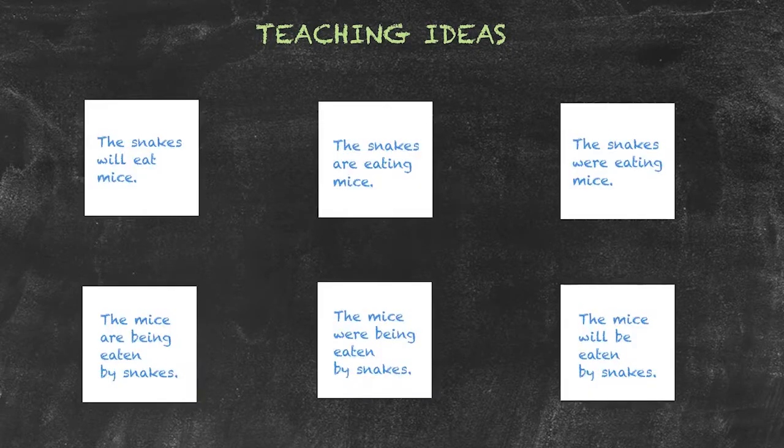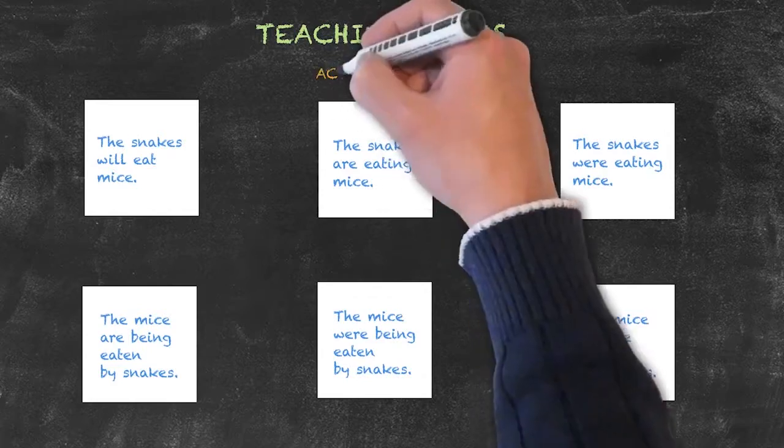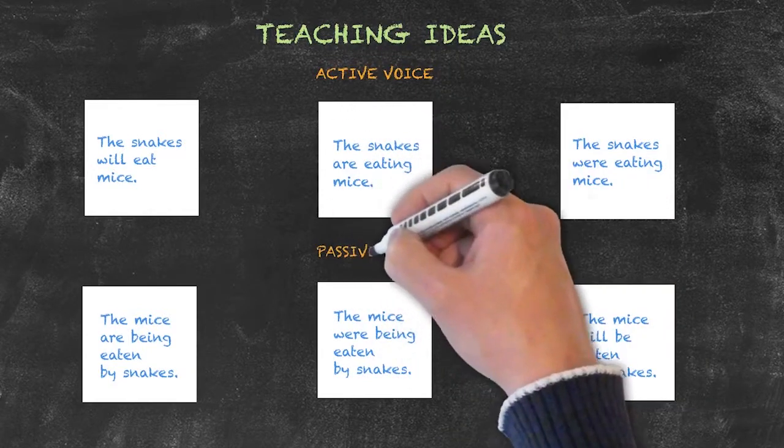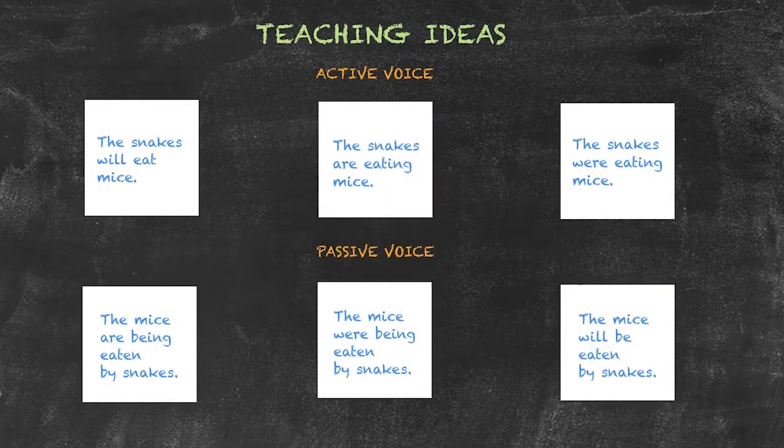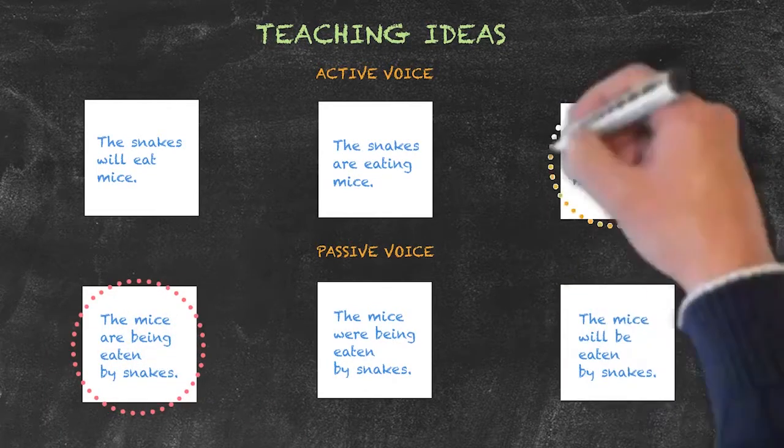A teaching idea for the passive voice could be something such as a Pelmanism or matching game. Here we have different sentences, half of which are written in the active voice and the other half in the passive voice. The idea is for students to turn one of each over and identify whether or not they match each other. The cards will all be face down, and a student might turn over "the mice are being eaten by snakes" and "the snakes were eating mice."